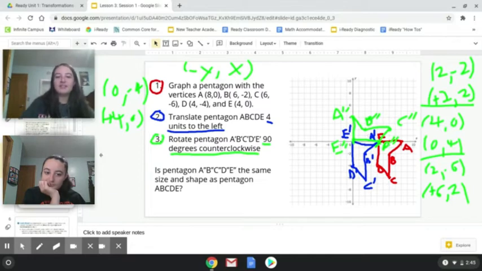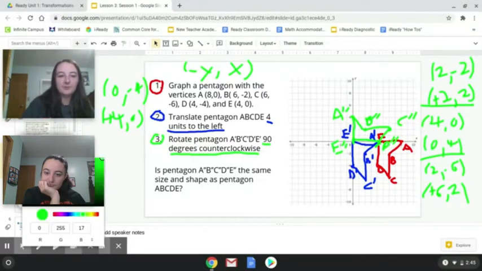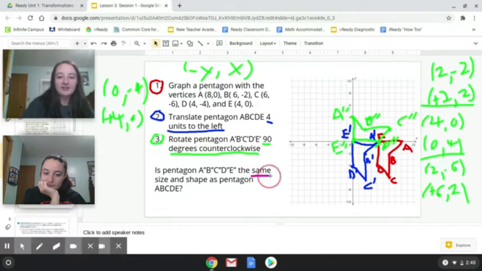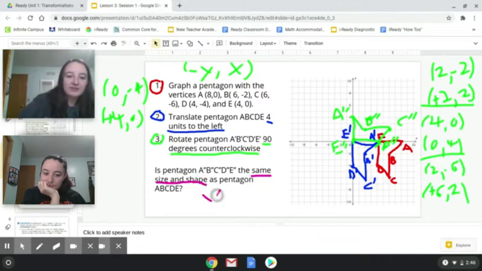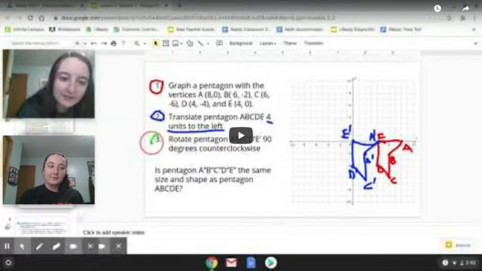But we can see that even though we transformed it twice in 2 different ways, it still stayed the same size and the same shape. So the answer is yes. So that's how we do that problem.